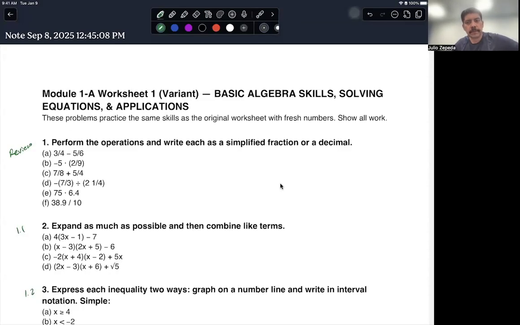All right, so in this video, we're going to go over the operations of addition, subtraction, multiplication, and division of fractions and some decimals. Okay, so let's go ahead and just start with part 1a. This is 3/4 minus 5/6.